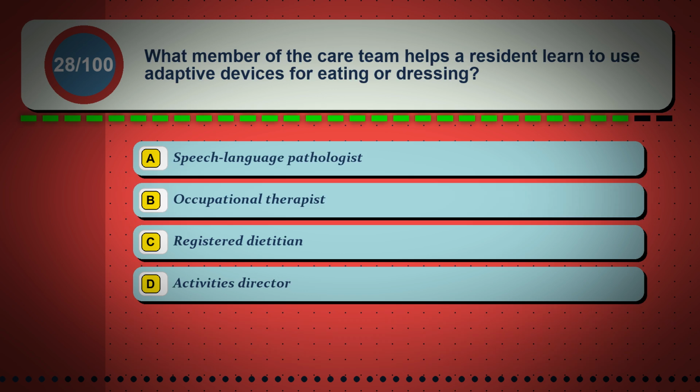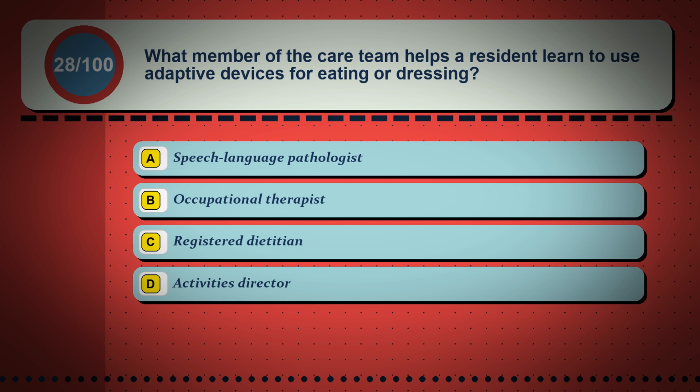Question 28. What member of the care team helps a resident learn to use adaptive devices for eating or dressing? Option A, a speech-language pathologist. Option B, occupational therapist. Option C, registered dietitian. Option D, activities director.